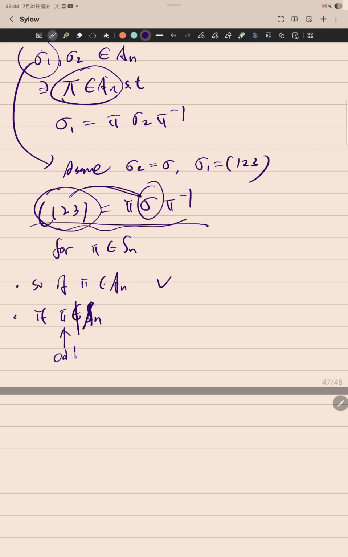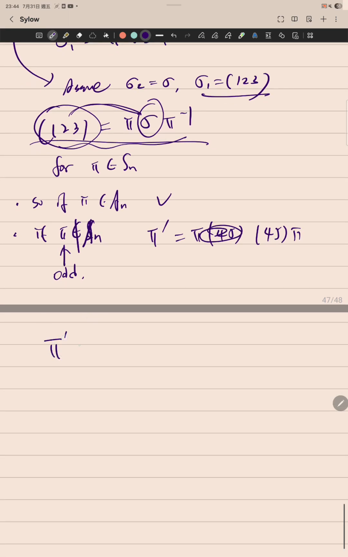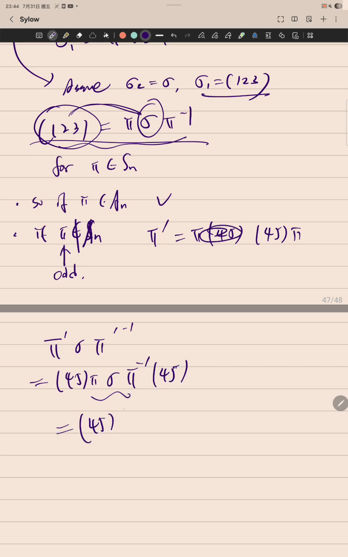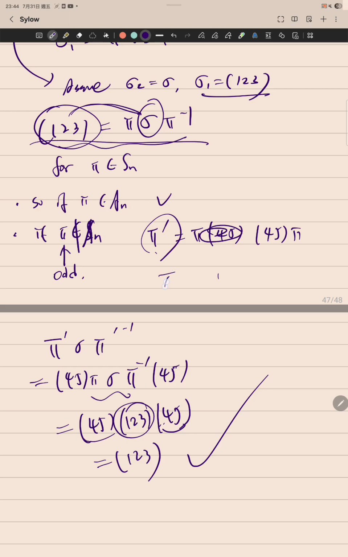If pi is not in A_n, that means that pi is an odd permutation. But n is greater or equal to 5, right? So I can define pi prime equal to pi (4 5), or maybe I use (4 5) pi. Okay, now I compute pi prime sigma pi prime inverse, which will be (4 5) pi sigma pi inverse (4 5). This is (1 2 3), and (4 5) does not intersect (1 2 3), right? So this is (1 2 3). Finish the proof. Yeah, so this pi prime will be an even permutation.